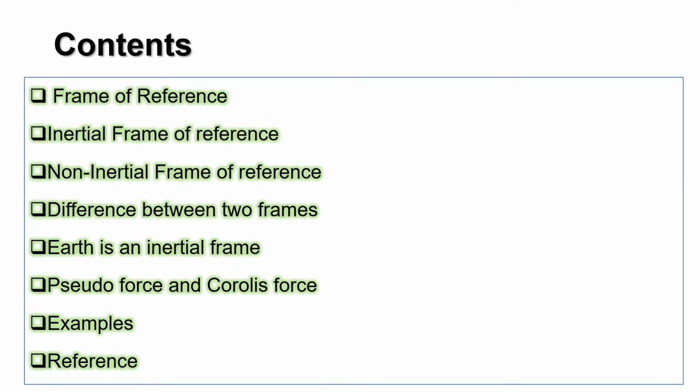The following are the contents we have to discuss in the frame of reference. First of all, we have the definition of what a frame of reference is. Then we have the definition for the inertial frame of reference and some examples. Further, we have non-inertial frames of reference and their examples. Then there is a difference between the two frames, and with examples we will discuss what the difference between the two frames is. And in the last, there are some references on the topic from which you can have some guidance. Now we will start with the frame of reference.